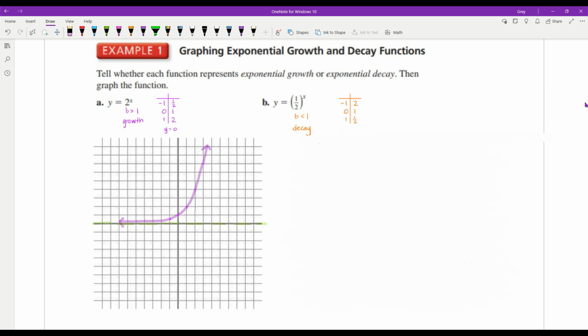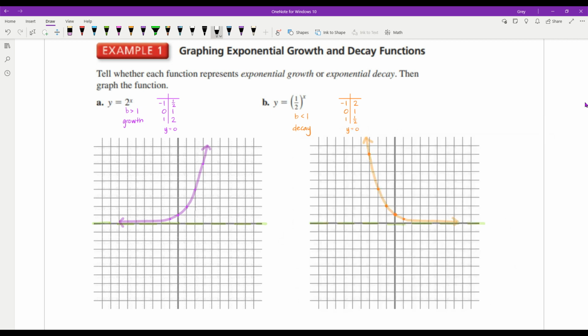Asymptote is still y equals 0. And my graph looks like this. So I picked, again, this is negative 1, 2, 0, 1, and 1, 1/2. Those are the key points.